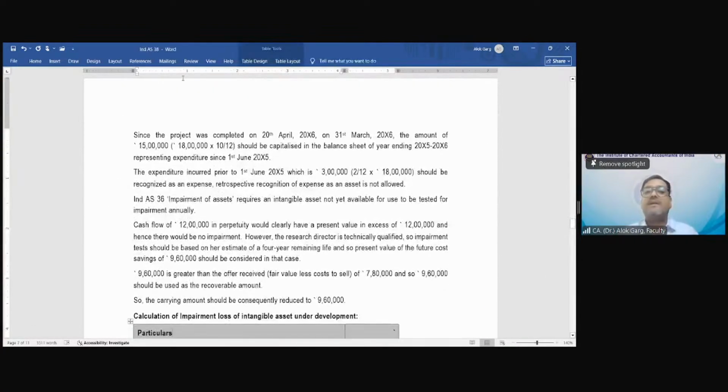Since the project was completed on 20th April 2006, on 31st March the amount of 15 lakhs should be capitalized in the balance sheet for the year ending 31st March 2006, representing expenditure since 1st June 2005. The expenditure incurred prior to 1st June, which is 3 lakh, should be recognized as an expense. Retrospective recognition of expense as an asset is not allowed.